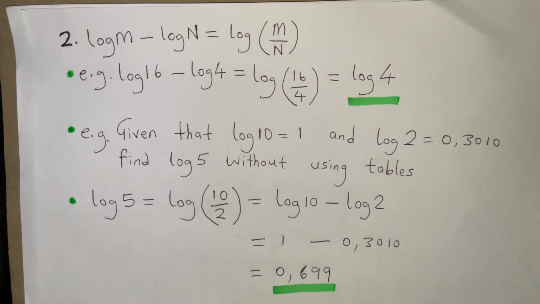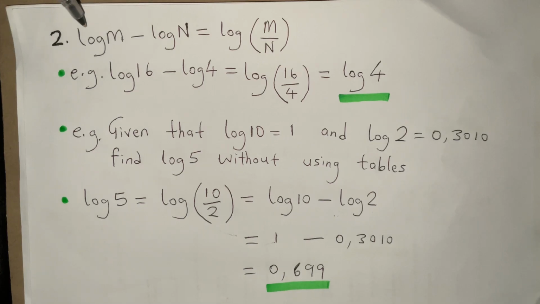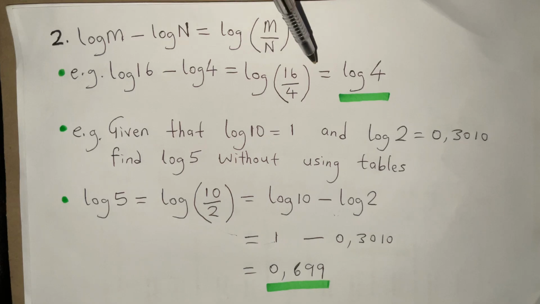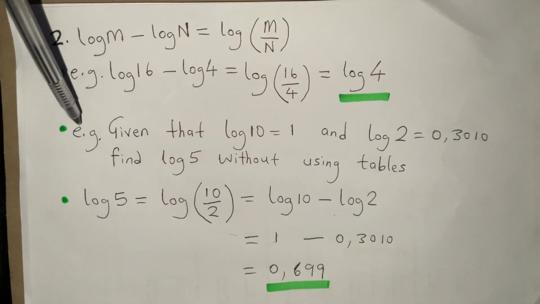Okay, so let's proceed to the second law. This law I just summarized with some examples. The second law says log m minus log n equals log m over n. As an example, log 16 minus log 4 becomes log 16 over 4, which is log 4. That's our answer.